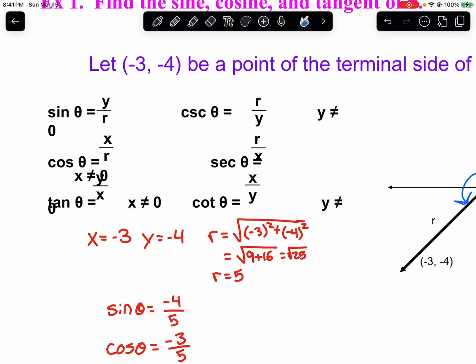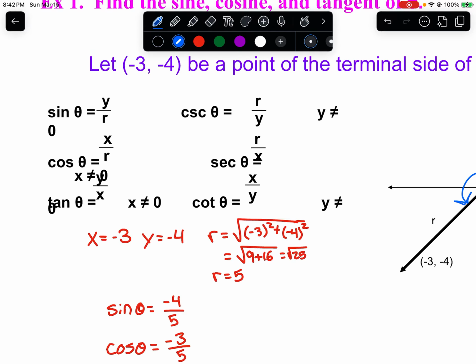And so what I would do before we actually find sine, cosine, tangent is find that r value. If we know x is -3 and y is -4, then r is the square root of (-3) squared plus (-4) squared. The big thing to remember there is that when you are squaring a negative, it still becomes a positive. So that's the square root of 9 plus 16, which is the square root of 25, which gets us 5.